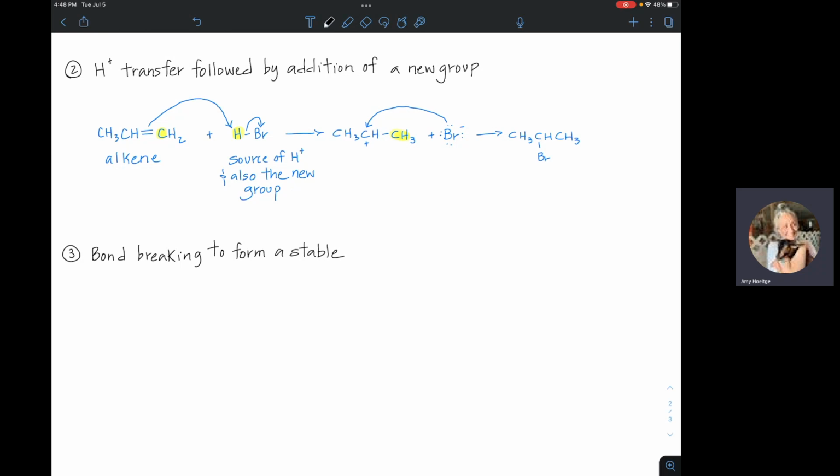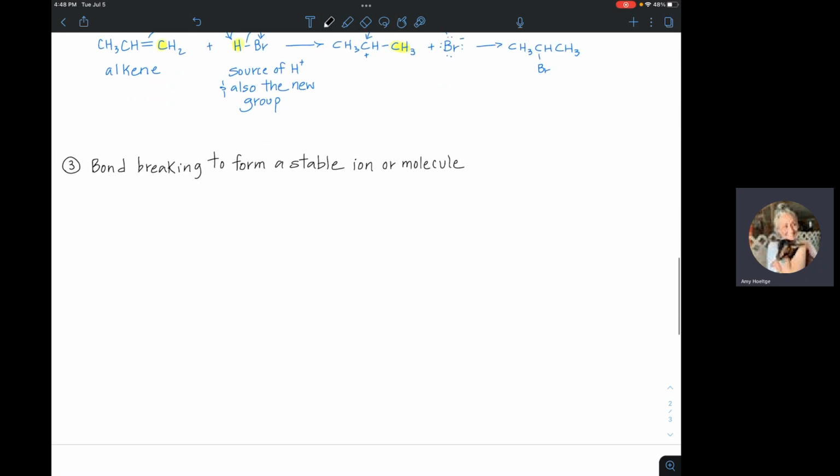So when we break bonds to form stable ions or molecules, that is a common characteristic reaction mechanism. You won't be seeing a bond breaking to form an unstable ion or unstable molecule without some serious help from your reaction setup, if at all, right?